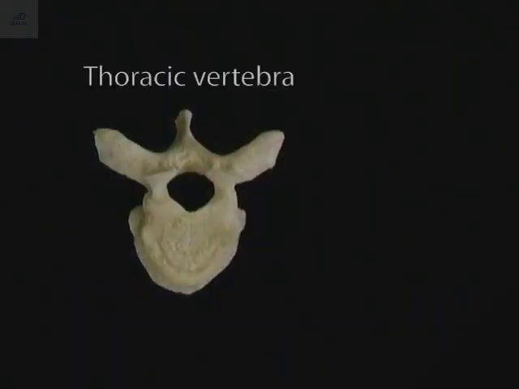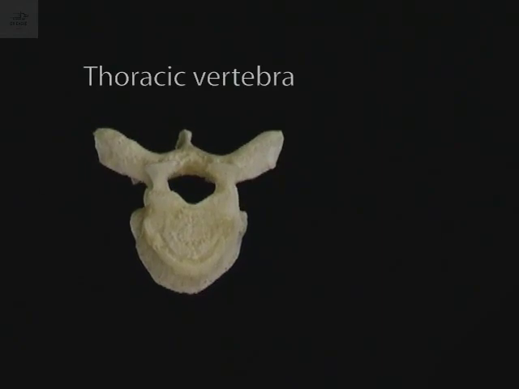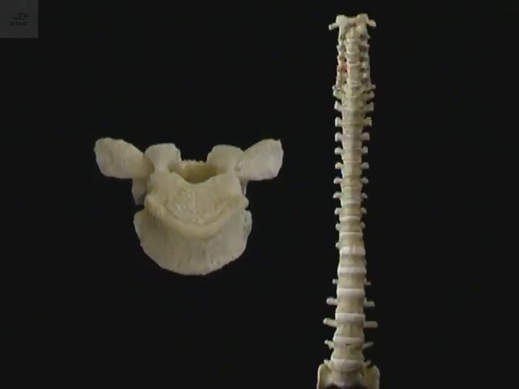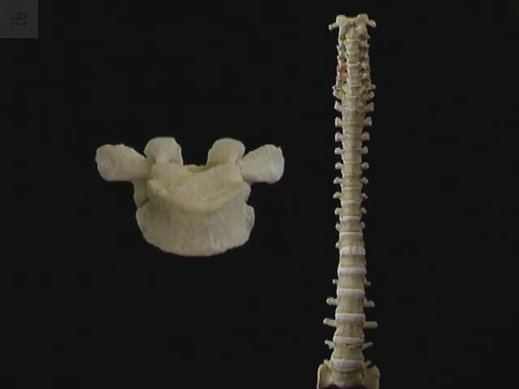The joints between the atlas and the occipital bone are called the atlanto-occipital joints. Next, we'll look at the special features of the thoracic vertebrae. The bodies of the thoracic vertebrae become progressively more massive from above down, as they do from the top to the bottom of the vertebral column.